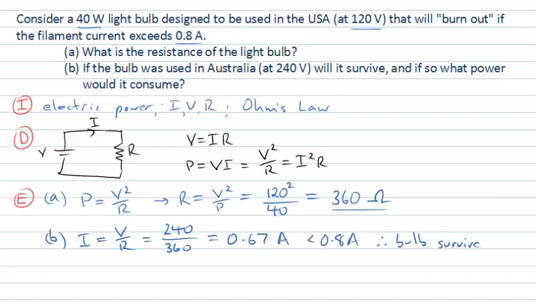The second part of the second part here says, if the light bulb will survive, what power would it consume? So we can use one of our relationships here. What about power equals voltage times current? We know our voltage is 240 volts in the second example here. And our current here, well, I actually rounded that 0.67, so I might keep a few extra significant figures in this case. And if I do that, there's my V times my I. I wind up with a power of 160 watts for my bulb.